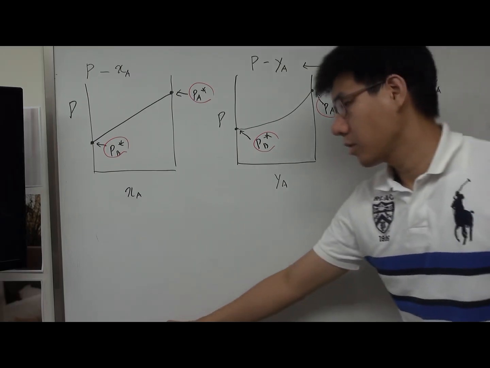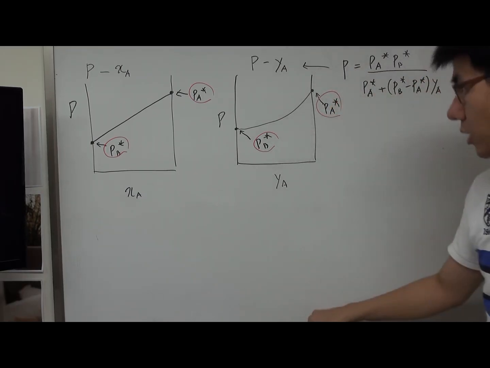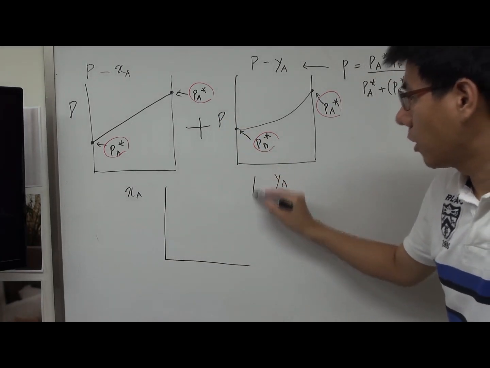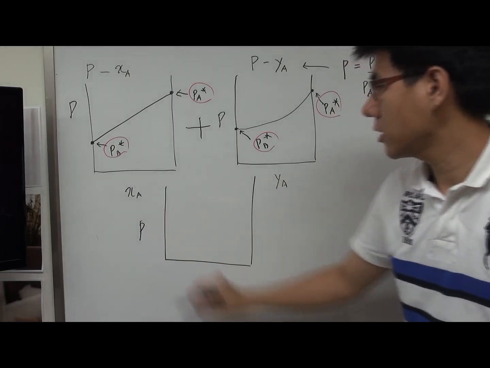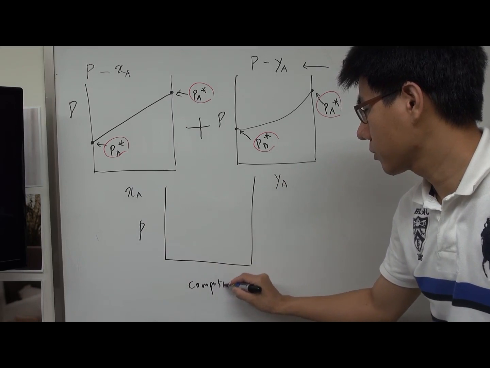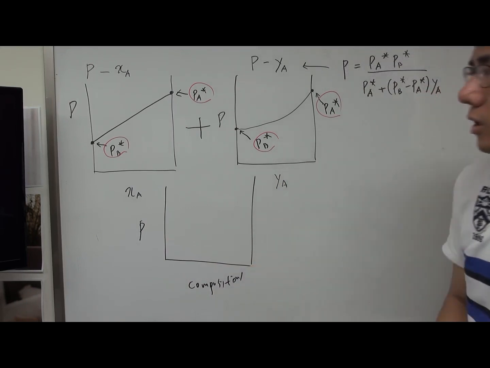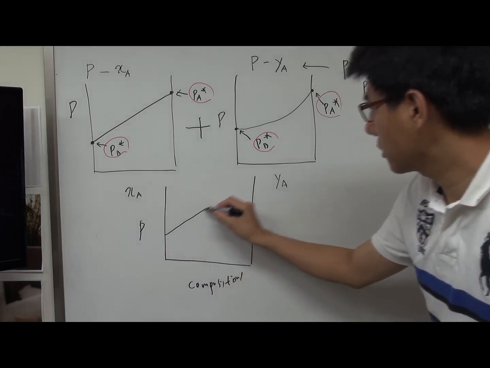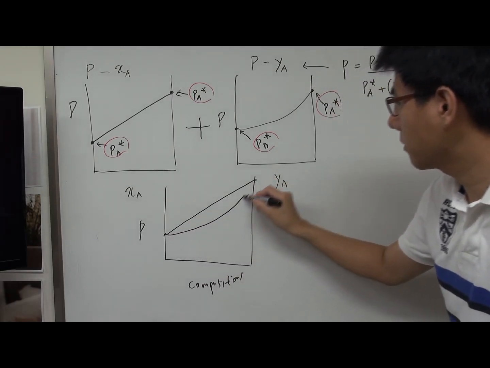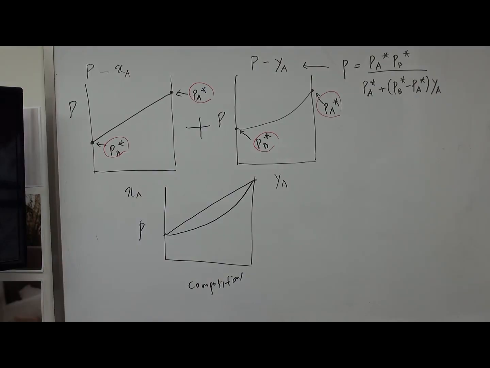Then, what if we combine these two, and draw only one phase diagram, total pressure as a function of composition? Something like this, with the same intercepts but different curves. That will be possible.